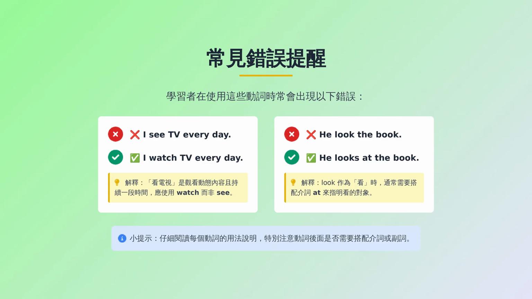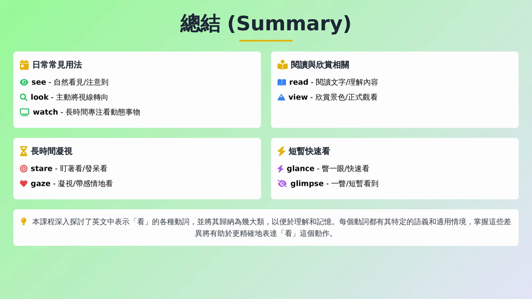"He looks the book." Incorrect. "He looks at the book." Correct. Explanation: when look is used as to see, it usually requires the preposition at to indicate the object of observation. Tip: read the usage instructions for each verb carefully, paying special attention to whether it requires a preposition or adverb after it.